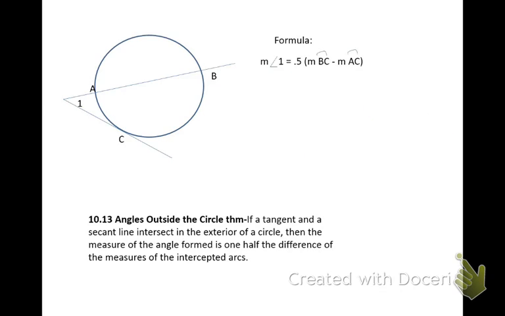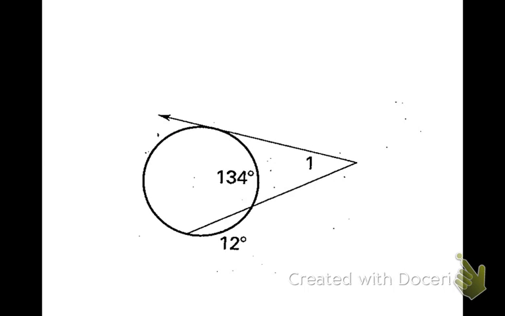All right, let's look at an example. So we have this problem here. My intercepted arcs, maybe you want to highlight them, are this arc and that arc contained by the lines. So what do I have to do first before I can subtract? What's missing?